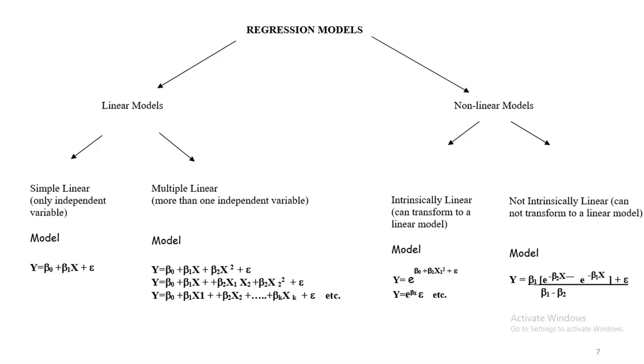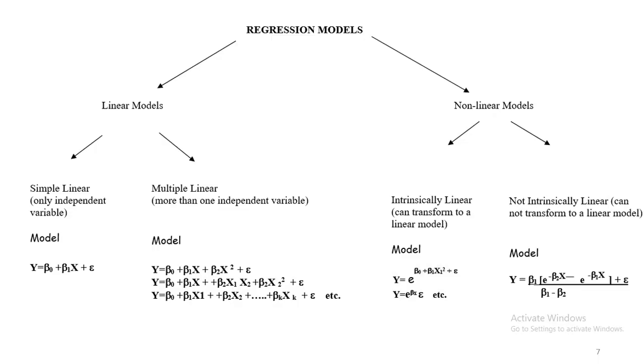Okay, regarding the regression models we have discussed, we can divide them into two main types: linear models and non-linear models. If you look at the linear models, you can easily see that there are two variations. The first one is the simple linear model, and secondly, the multiple linear model. In the multiple linear model, there is more than one independent variable.